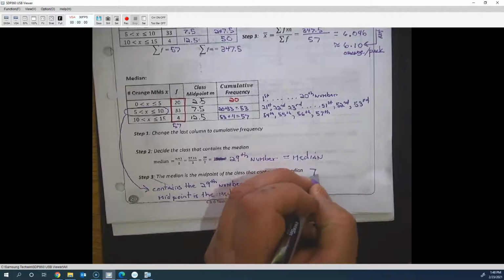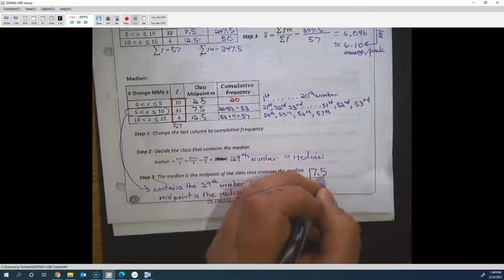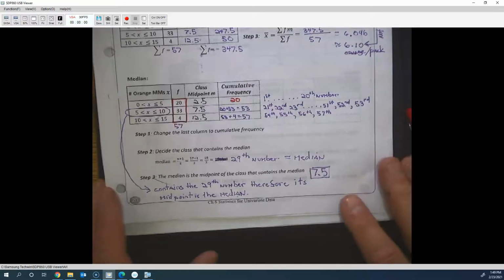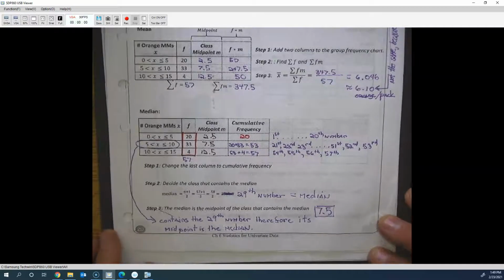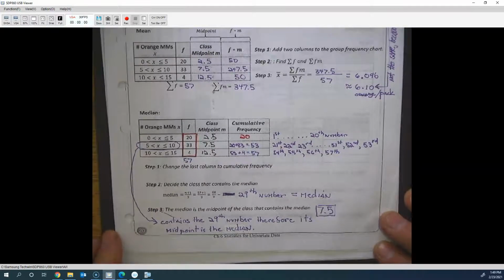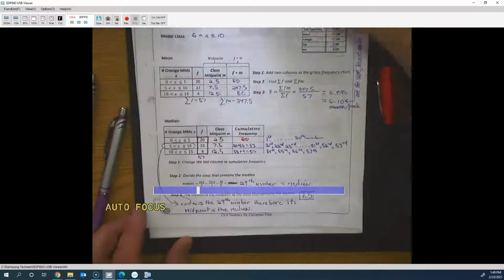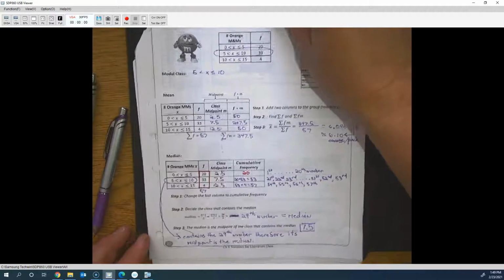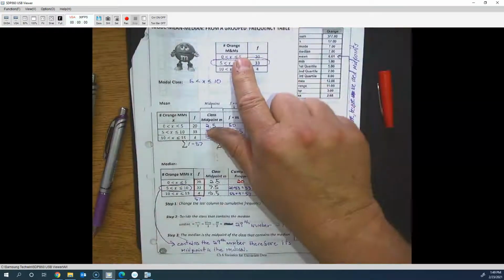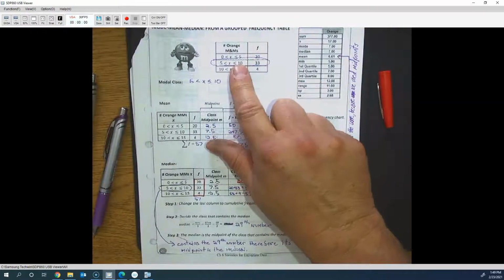So our median would be 7.5. Okay. So that's how you get the mode, the mean, and the median when you're given a grouped frequency chart.